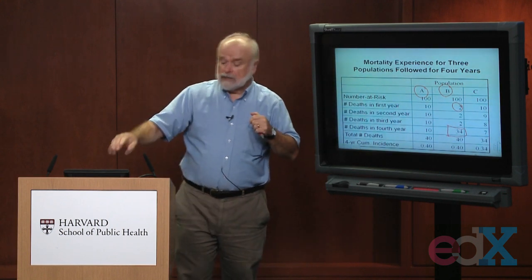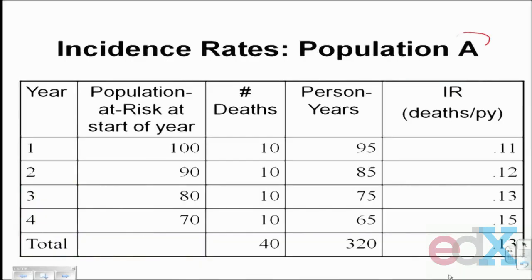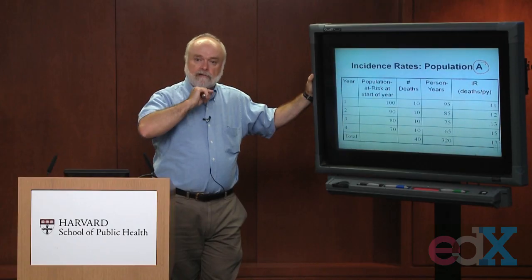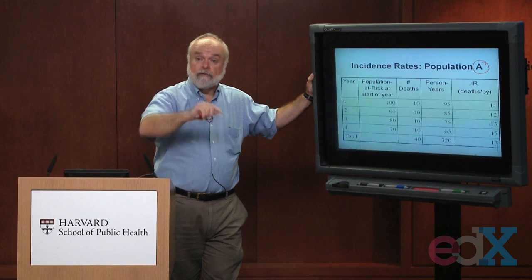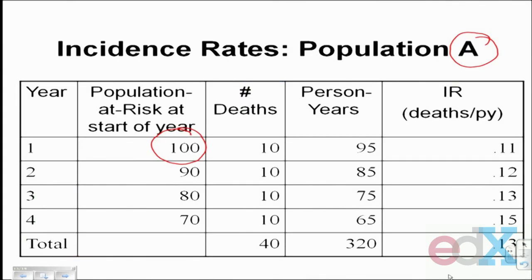So let's measure incidence rates in these populations. Here's population A. Remember, 100 people, 10 people die each year. Let's measure the incidence rate during the first year, during the second year, during the third year, during the fourth year. During the first year, we start out with 100 people, and 10 of them get disease. Let's suppose disease is death.